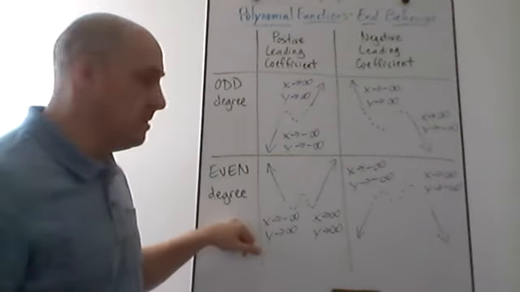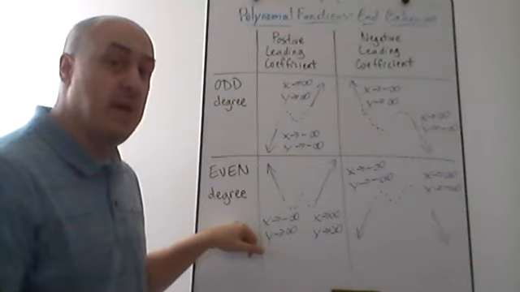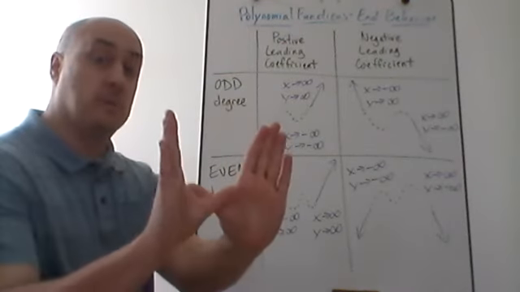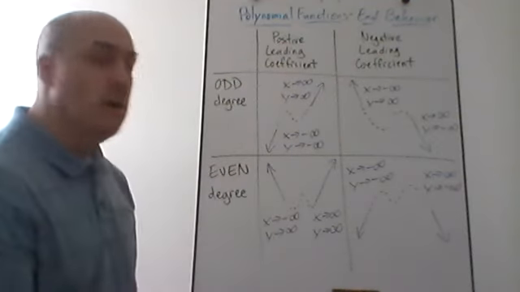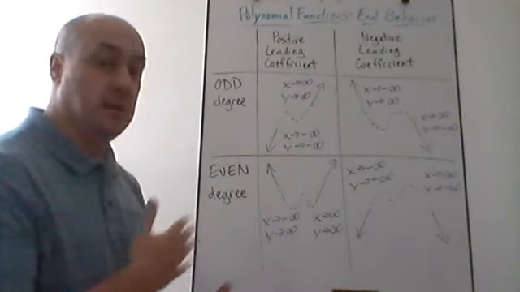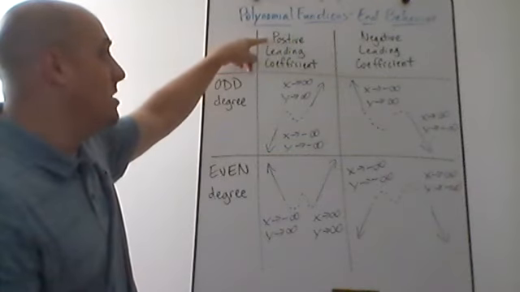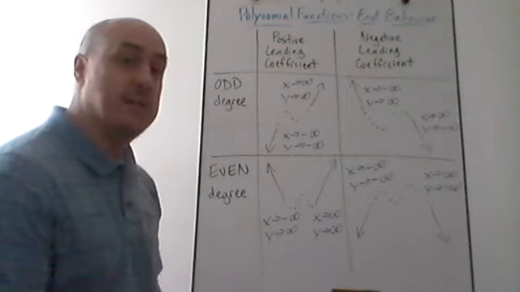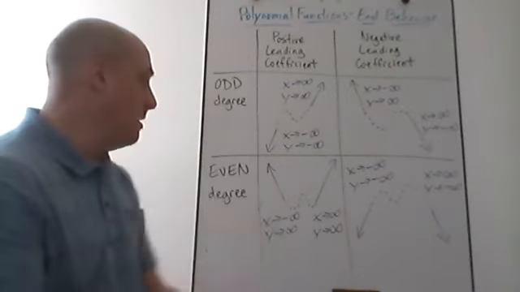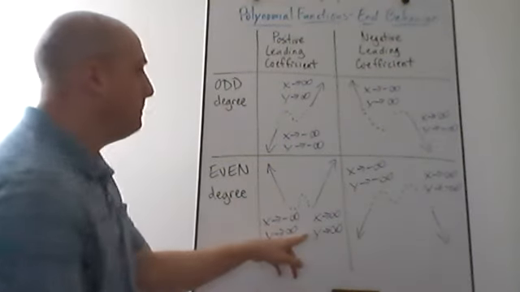Even degree polynomials, same deal. They follow the same end behavior as a quadratic function, a parabola. Both sides up or both sides down. Hopefully you watched the video that I did on quadratic functions, and if you did, you would know that the leading coefficient, that number in front of the x squared, if that's positive, the graph opens upward, both ends go up, just like here.